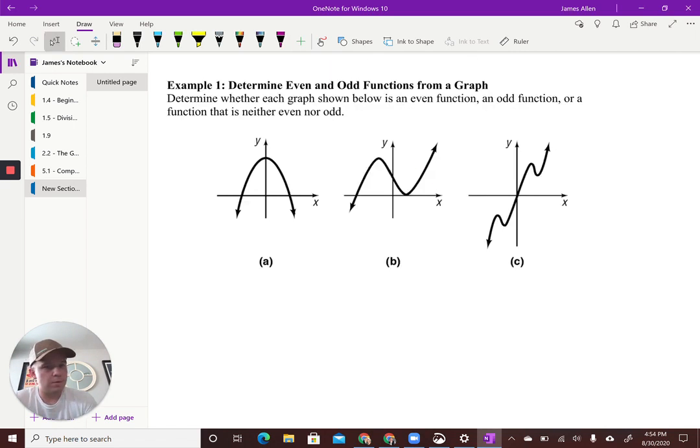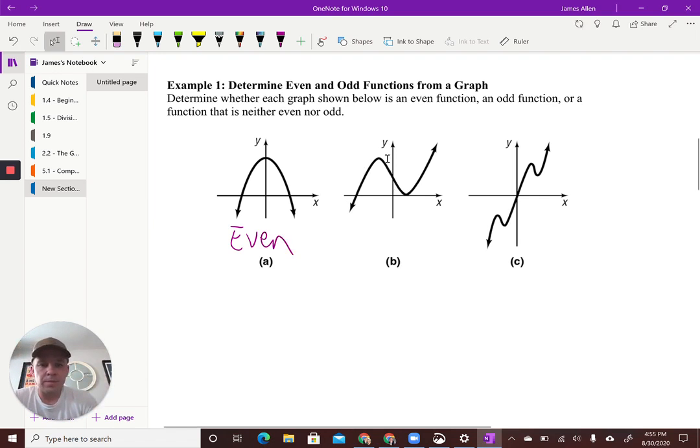So here we go. Graphs. First one, that is a quadratic function, negative quadratic function, if you remember. And is that symmetric about the origin or about the y-axis? It most certainly is symmetric about the y-axis here. So this one is an even function.